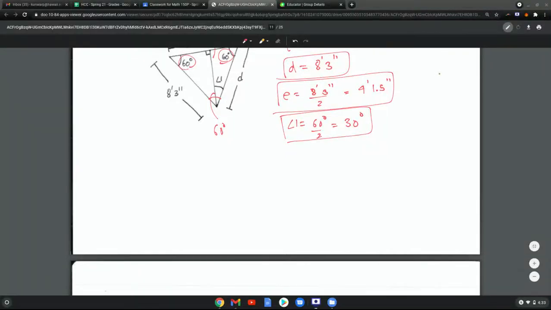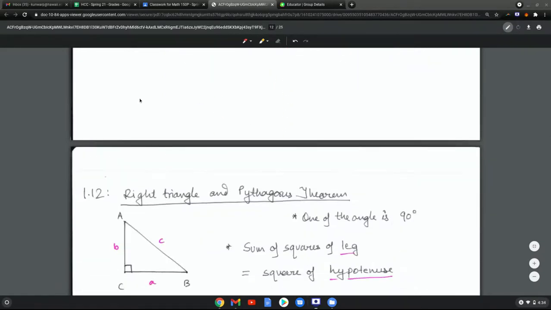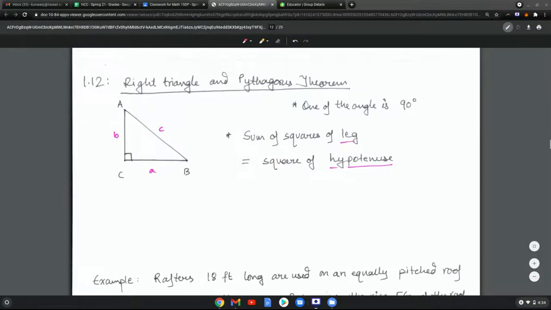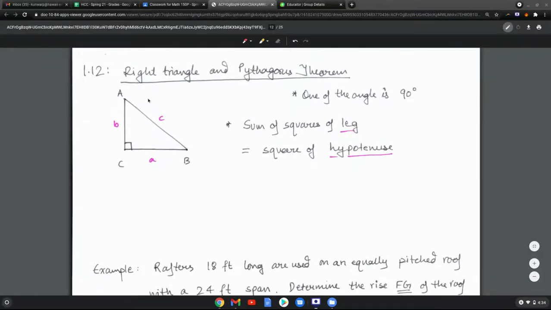In the previous video, we looked at two special triangles called the isosceles and the equilateral triangle. In this one, we're going to look at another special triangle which is called a right triangle. Recall, a right triangle is a triangle where one of the angles is 90 degrees, which is denoted by this box.